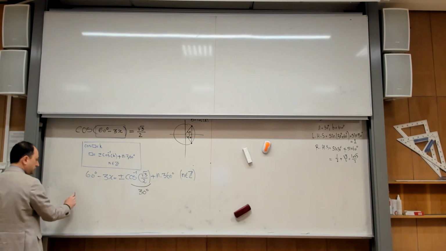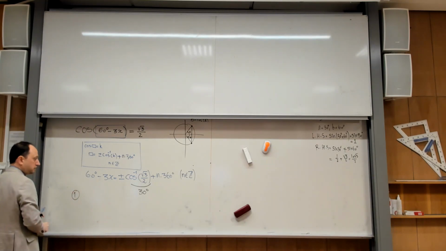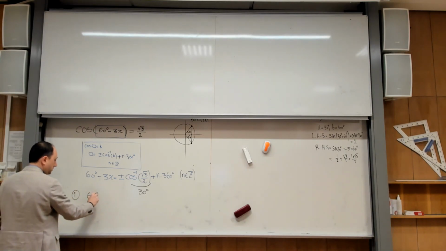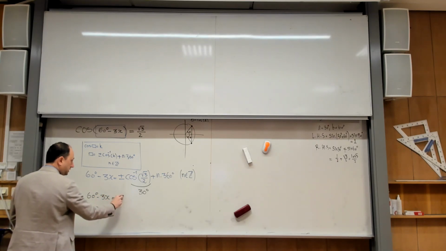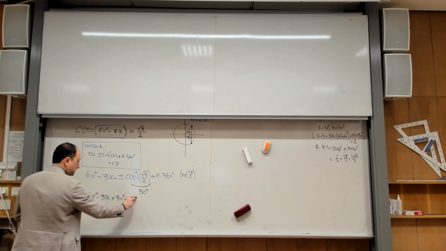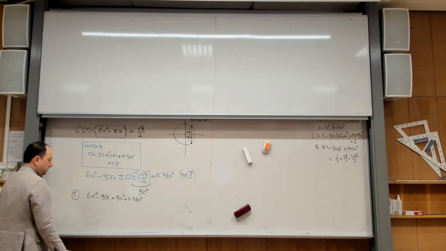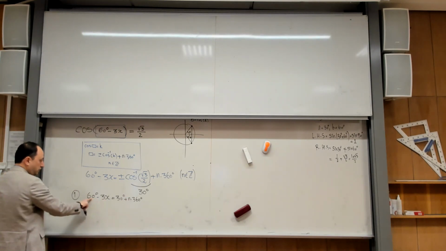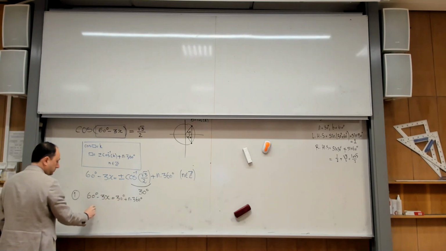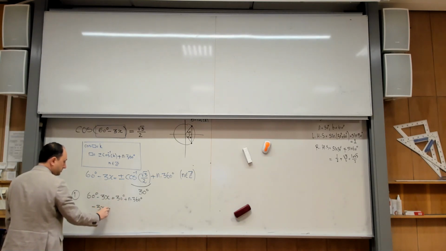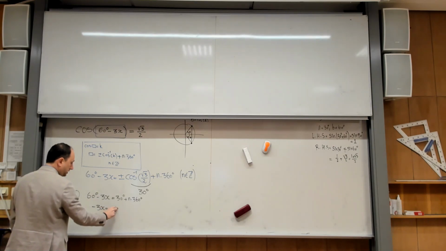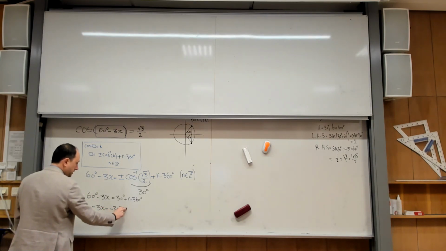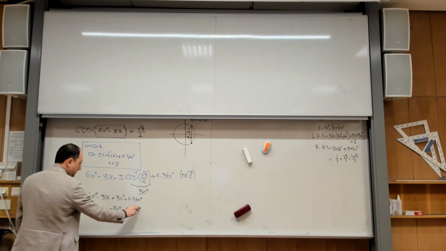So I consider two cases. One case with the positive sign. So this becomes 60 degrees minus 3x is equal to 30 degrees plus n times 360 degrees. But then I want to find x, so I move 60 to the other side. It becomes minus 3x equals 30 minus 60, which is minus 30, and then I have plus n times 360 degrees.